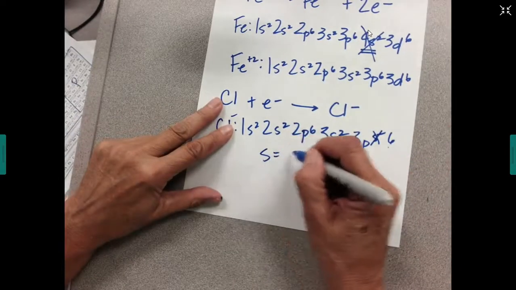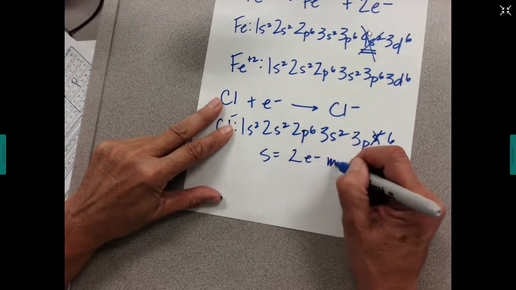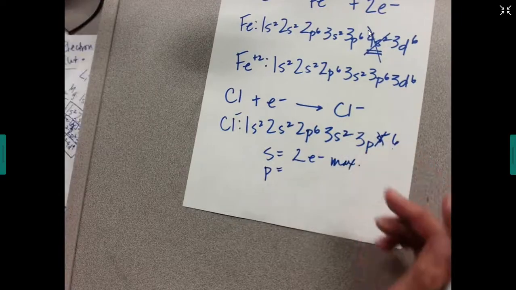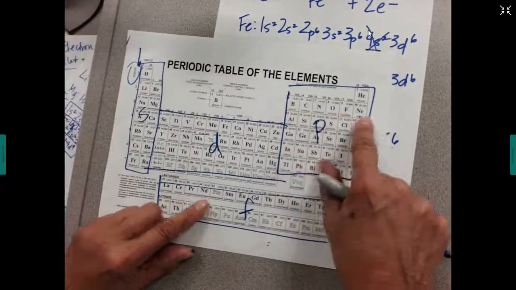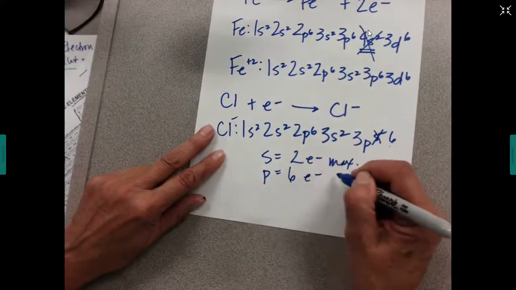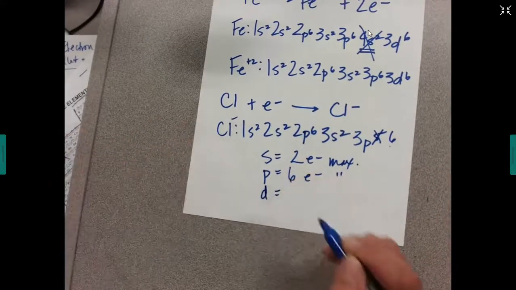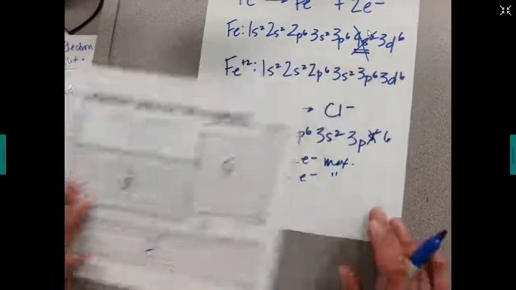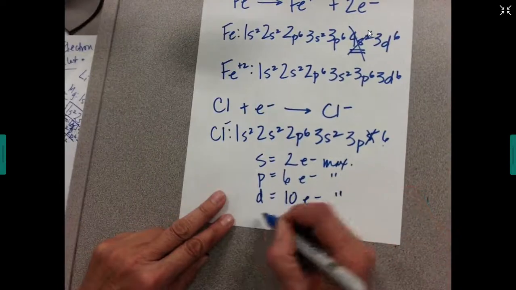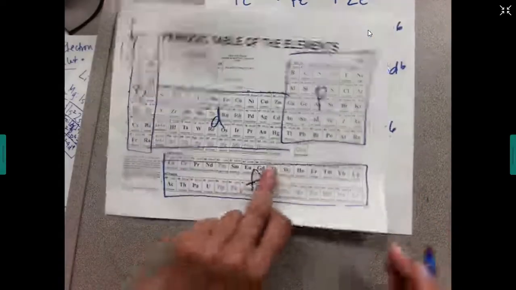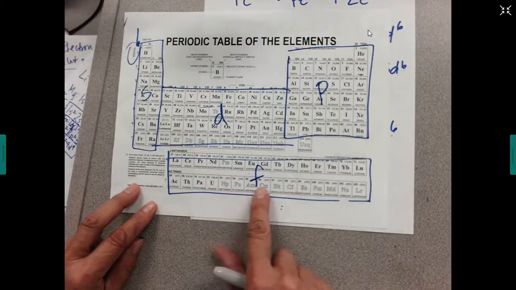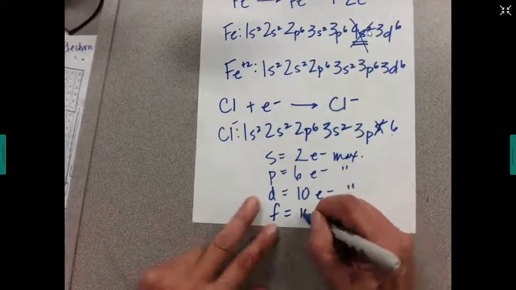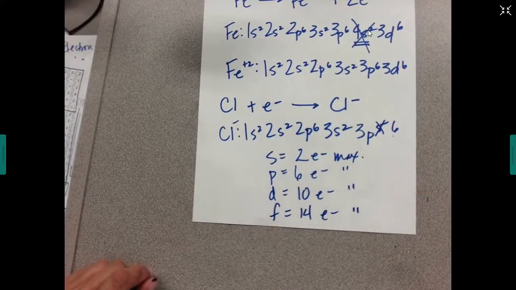So s electrons, they can have 2 electrons max. P electrons, they can have a maximum of 1, 2, 3, 4, 5, 6 electrons. D electrons, you look at the spots for D, 1, 2, 3, 4, 5, 6, 7, 8, 9, 10. There are 10 electrons max in a D, and F, the really complex ones, 1, 2, 3, 4, 5, 6, 7, 8, 9, 10, 11, 12, 13, 14. It should be 14, I think I counted wrong. All right, so there's 14 electrons max in F electrons.